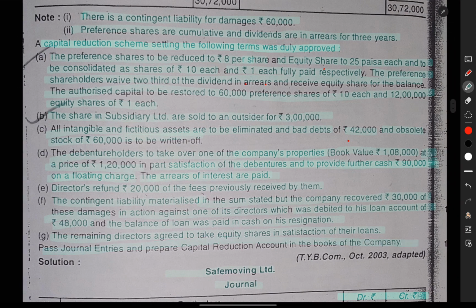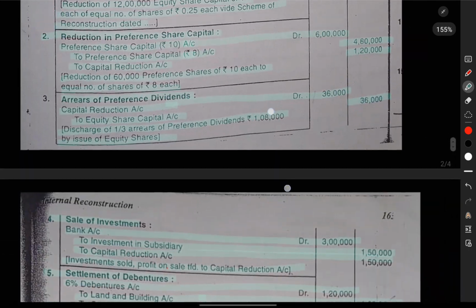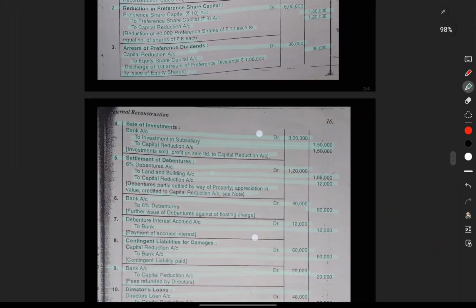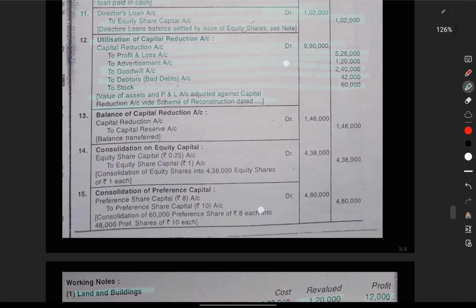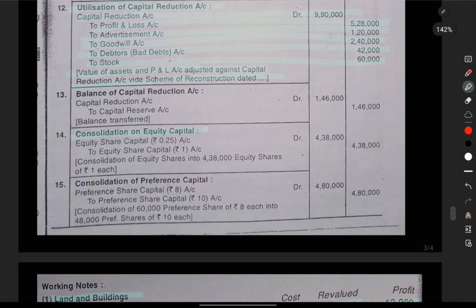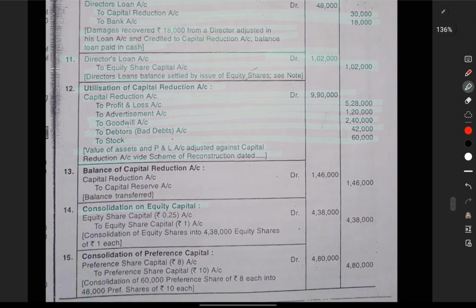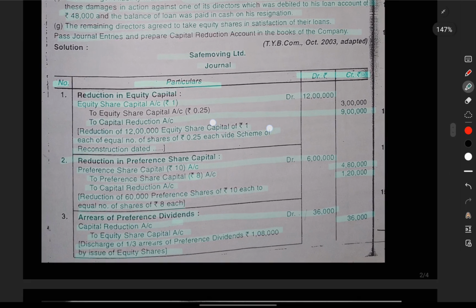I think we cover all our adjustments. So let's check it. The journal entries, yes, all are done. Next, consolidation of equity shares. The consolidation of equity share is, now take a calculator and add all the equity shares amount.